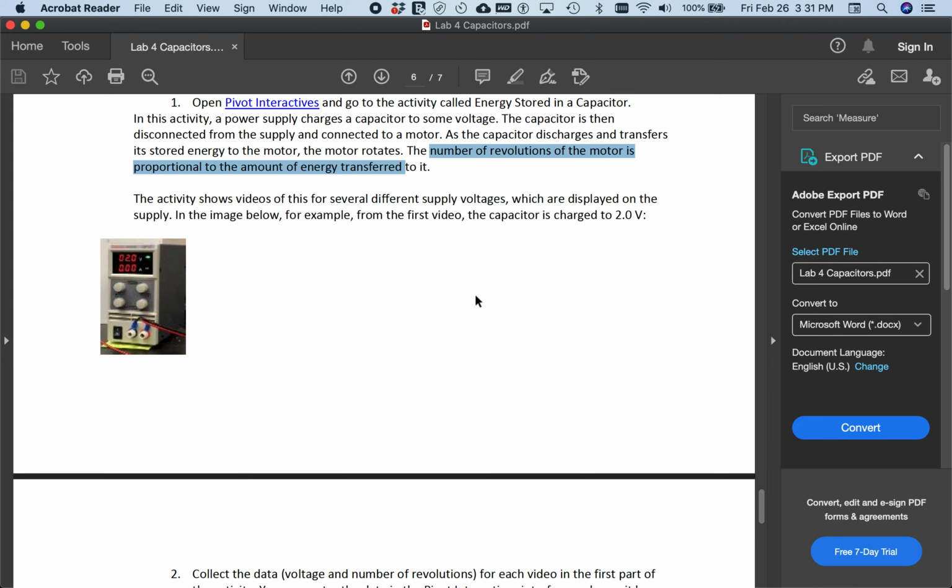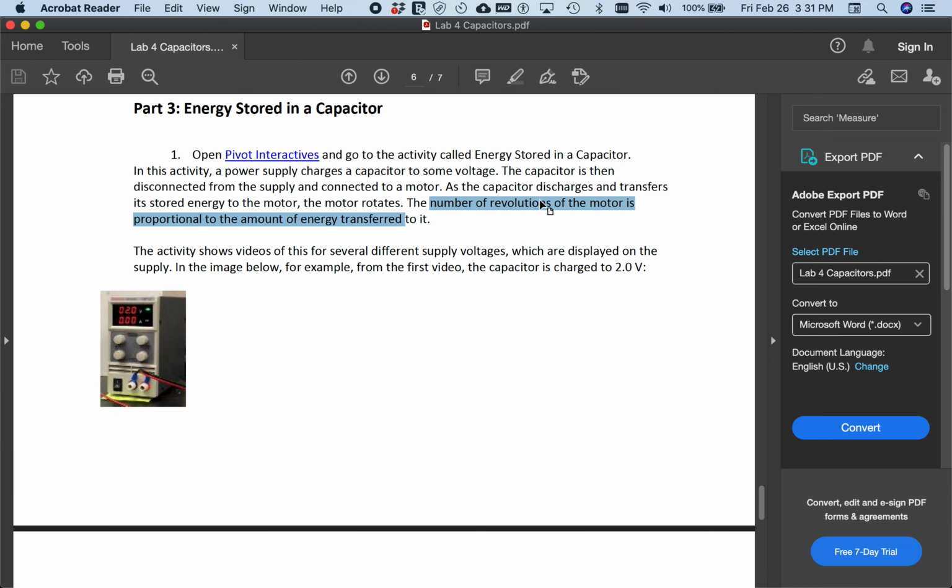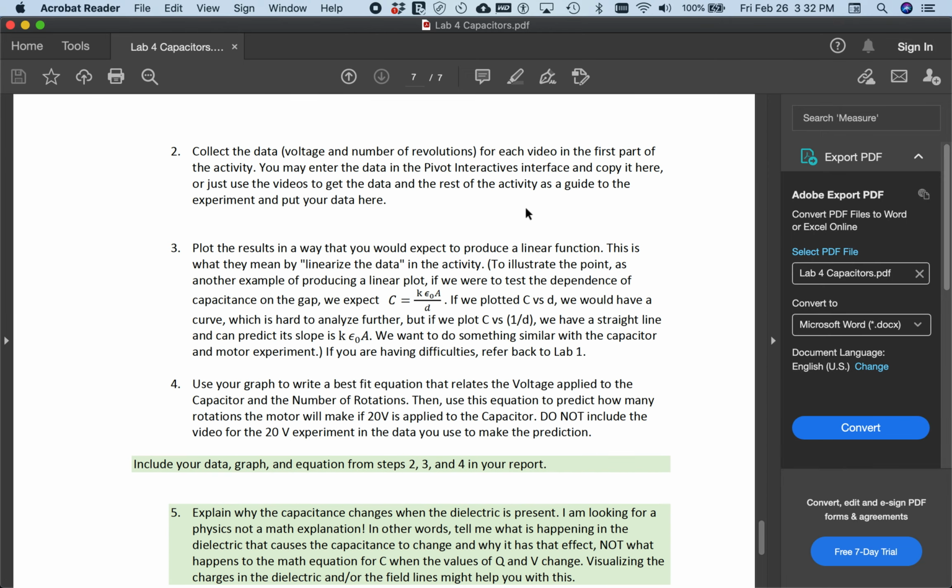Since the number of revolutions of a motor is proportional to the amount of energy transferred, if we go back to the equation for energy stored in a capacitor, in place of U we can say number of revolutions, let's say f, like frequency f, and then just make a graph, right?